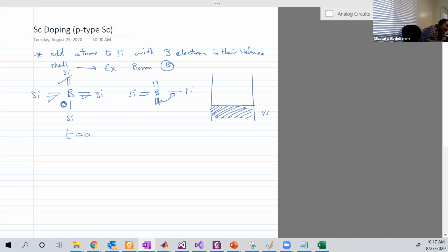This is our valence band. This is our conduction band. And what the boron atoms will do is something similar to phosphorus. Phosphorus adds a new orbital close to the conduction band. Boron will also add a new energy shell or orbital, but close to the valence band here.